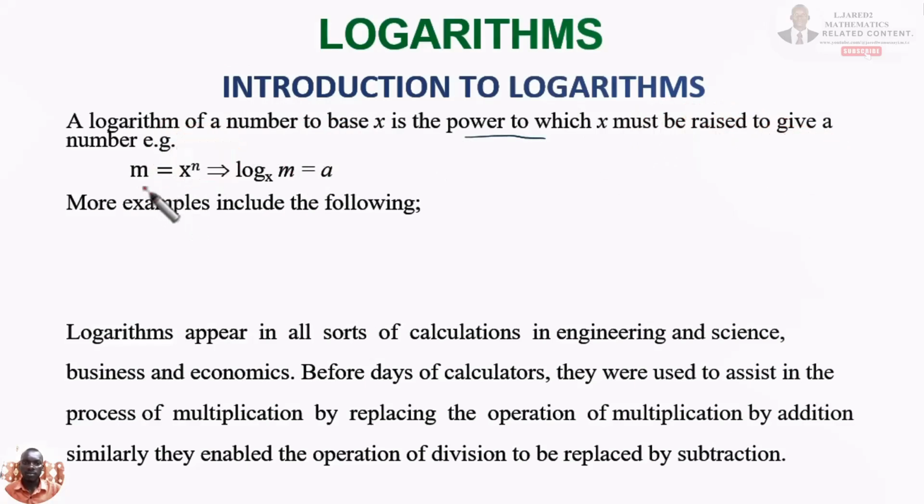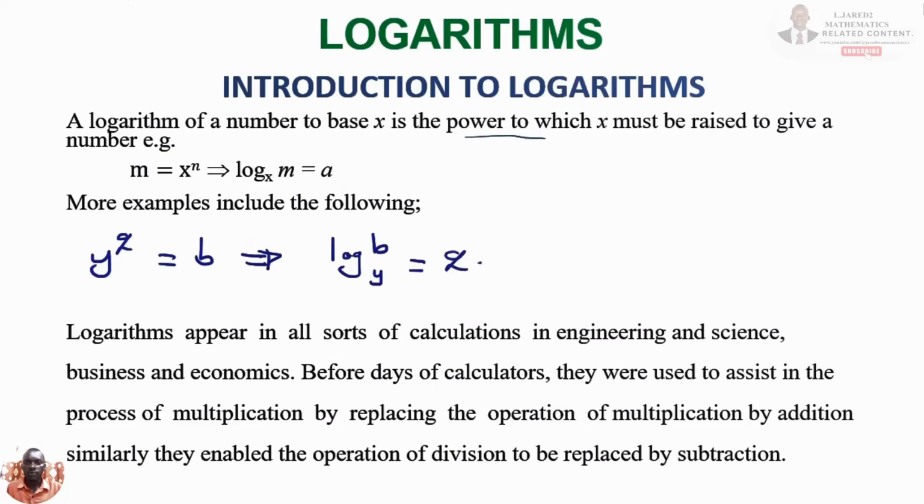For example, we have m being equal to x power n. So this implies that log of m to base x equals n. We can have more examples. The same way, if I have y to power q being equal to b, it implies that in terms of logarithm, I am having log of b to base y being equal to q.